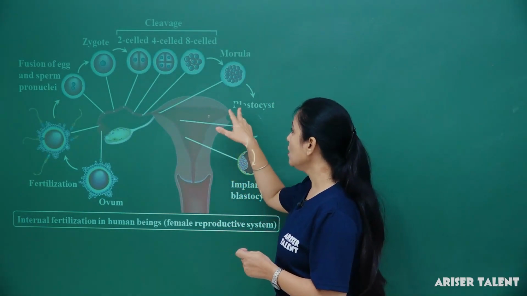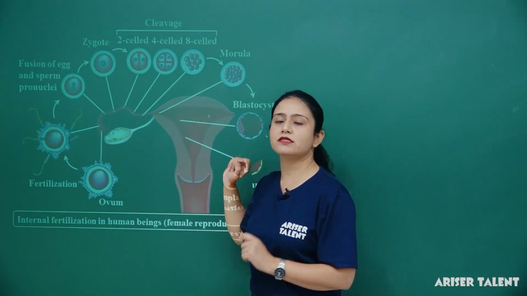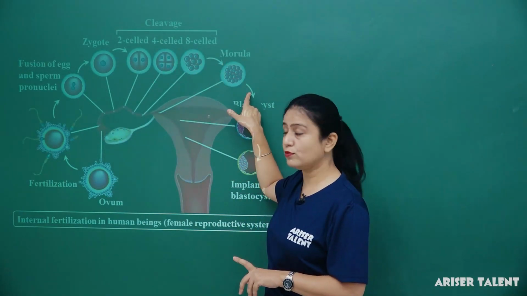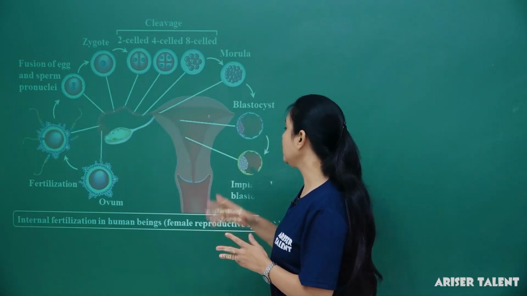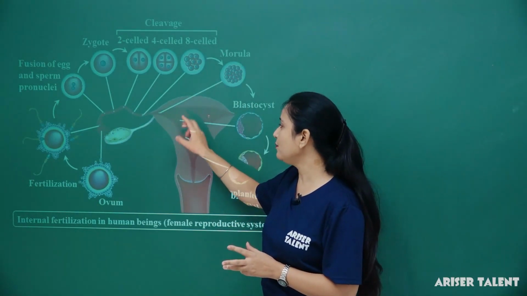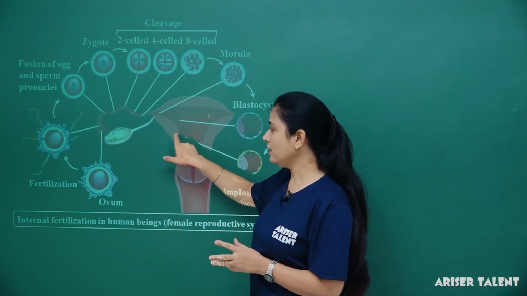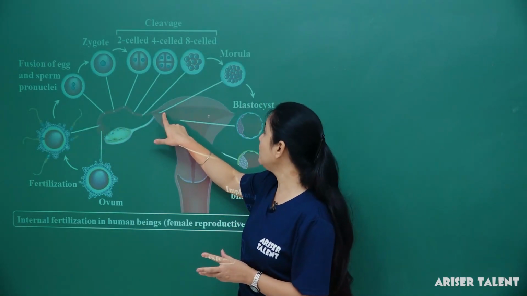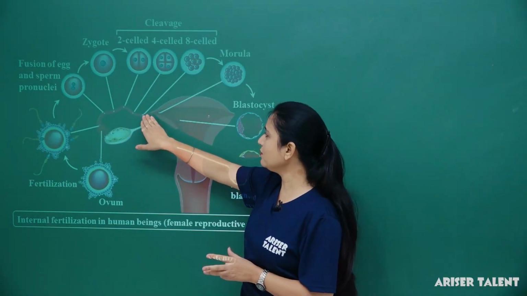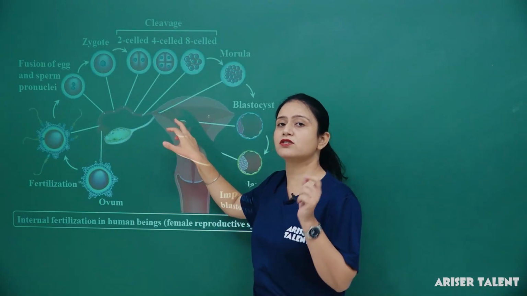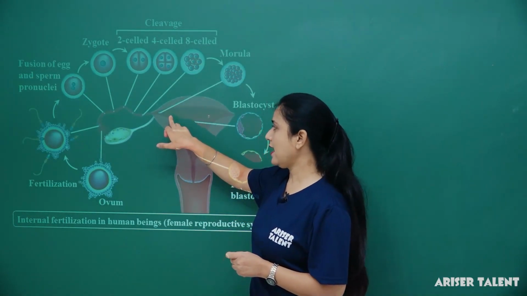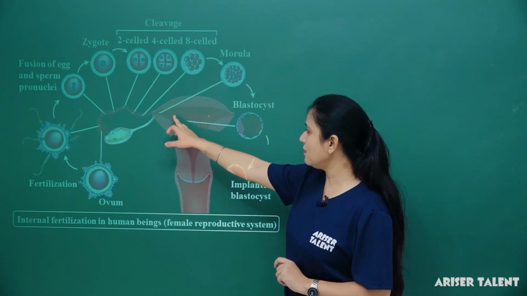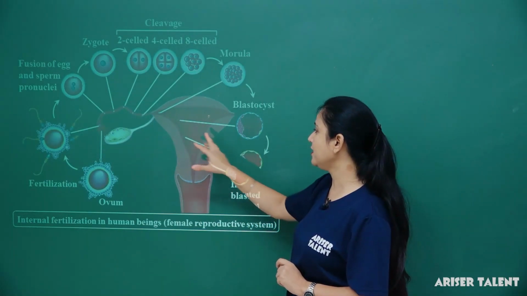When I told you about the female reproductive system, I also told you that this complete process takes place in the fallopian tube. So when the fertilized egg is ready, the blastocyst moves from the fallopian tube to the uterus. This was the ovary, and here the fertilization has taken place. So the morula comes from the fallopian tube to the uterus, and the blastocyst stage gets embedded in the lining of the uterus. Here we can see this blastocyst has come to this lining. Here we can see that it is implanted.